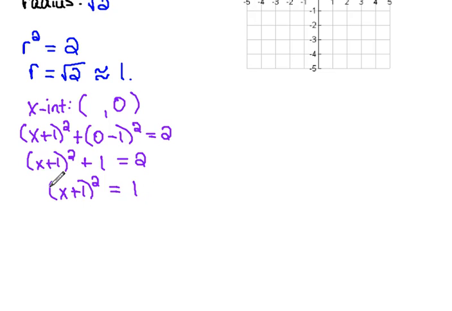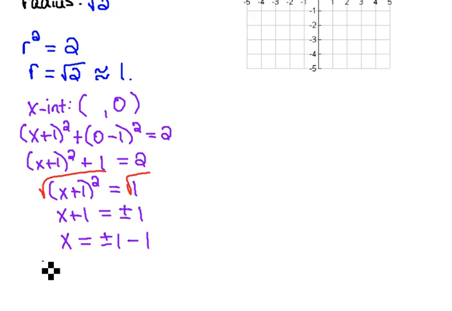Now to undo the square, we would have to take the square root of both sides. So we would get x plus 1 equals plus or minus the square root of 1, which is 1. So if we move our 1 over, we get x equals plus or minus 1 minus 1. So plus 1 minus 1 would be 0, and negative 1 minus 1 would be negative 2. That gives us two x-intercepts, one at (0, 0), the other at (negative 2, 0).